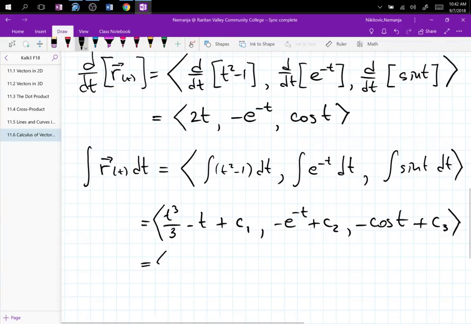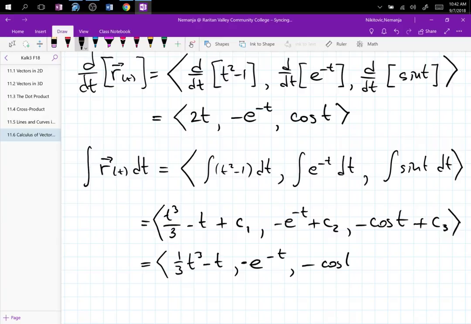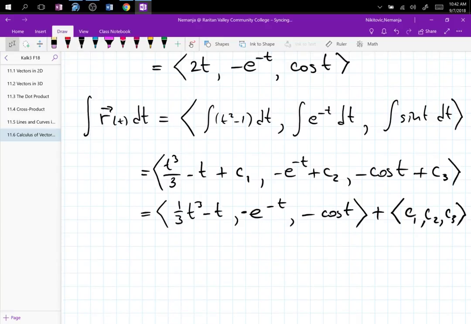Now you can write this as one third t cubed minus t, negative e to the negative t, and negative cosine t, plus c1, c2, c3 as a separate vector, and then you can write this as plus c arrow.